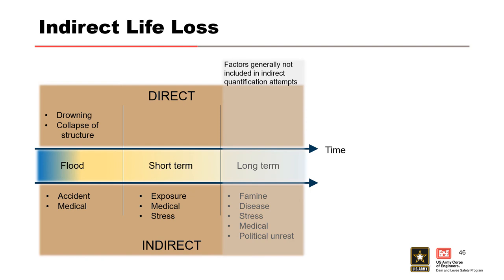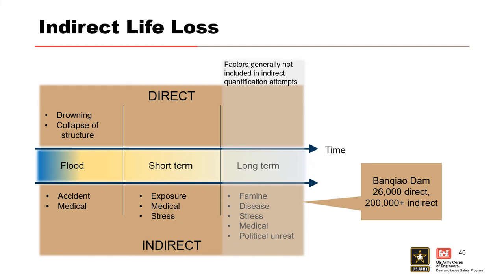But an example of this is, when we talk to you about, hey, here's a rough way to estimate order of magnitude indirect life loss, which we'll talk to you about later this week, we're not even trying to capture those long-term, like years out. An example of that is Banqiao Dam failed in China in the 70s, 26,000 direct, over 200,000 indirect life loss, and that was all famine and disease related. And trying to capture that is just really difficult. So for those types of things, we like to talk about it qualitatively. Hey, here's what we think direct is. Here's a rough estimate of indirect, at least in the flood in short term. And here's some things that could happen long term that would even make that indirect a lot larger.